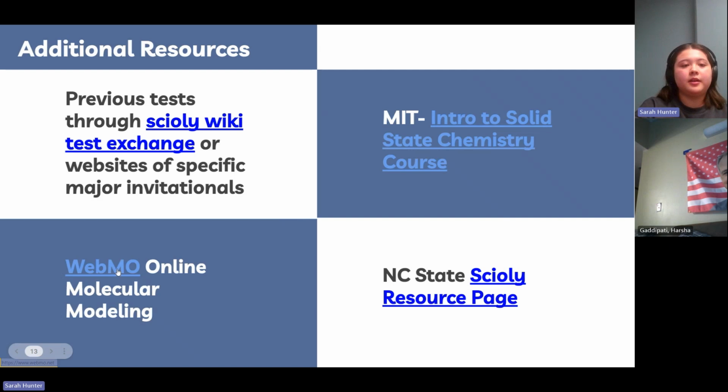And then down here we have WebMO online molecular modeling. This is good for practice, for conceptualizing ideas. It's just an online website where you can model different molecules. And then down here we have the North Carolina State SciOly resource page. They'll have additional resources on that page as well, and also some cool YouTube videos that you can use to start learning about some of these topics.